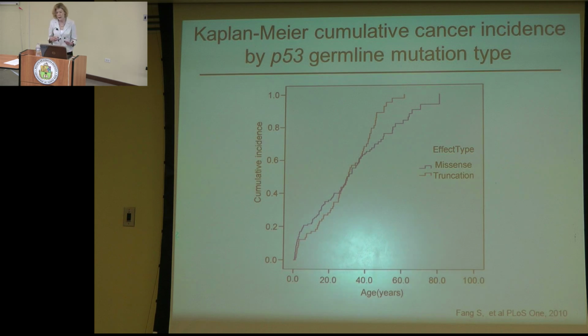And the rest of these are, for the most part, in the DNA binding domain. So we asked the question of, is there a difference in cancer risk based on what type of mutation you have?